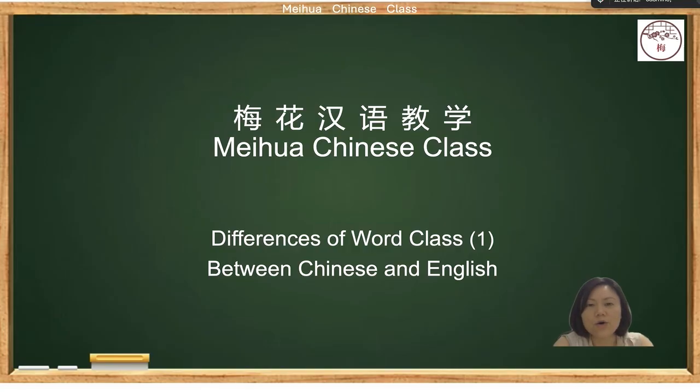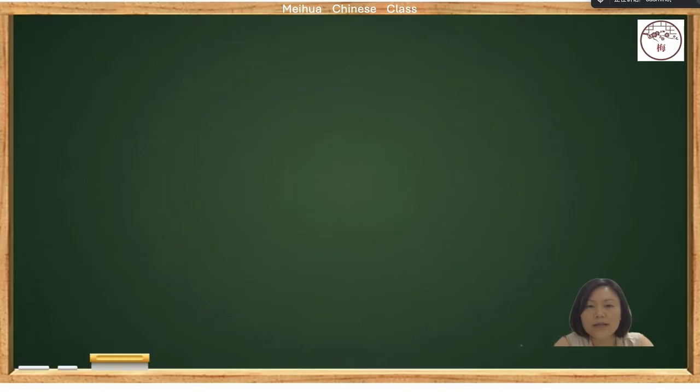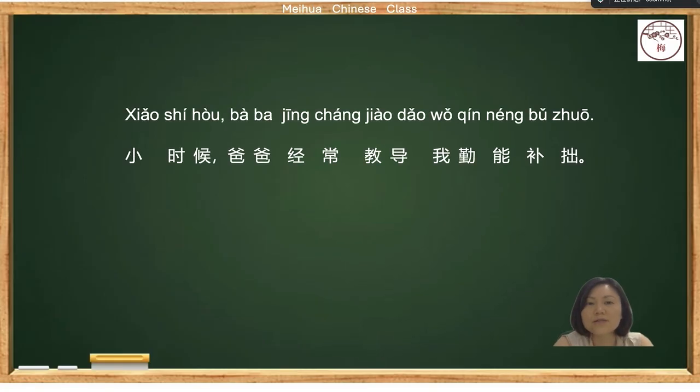Okay, so before this class, let's look at one sentence together to go over what we learned in the last session and to kick off what we are going to learn for this session. So, let me read this sentence. 小时候. 小时候 means when I was a kid.